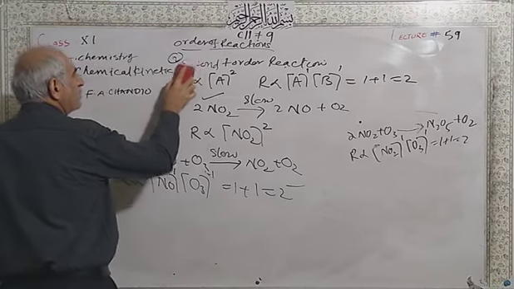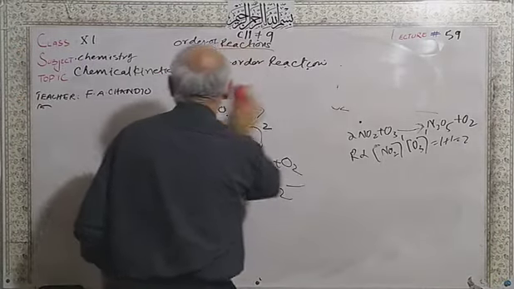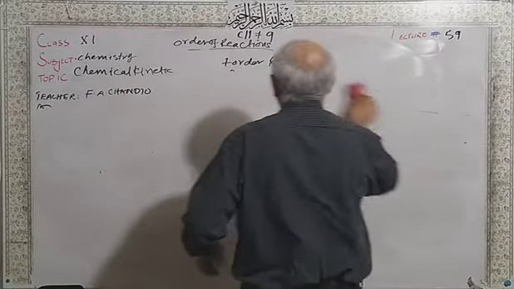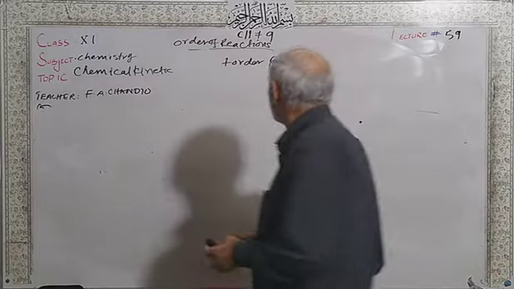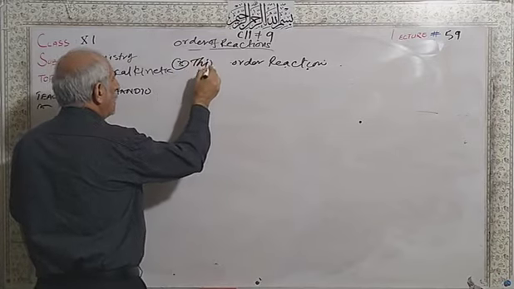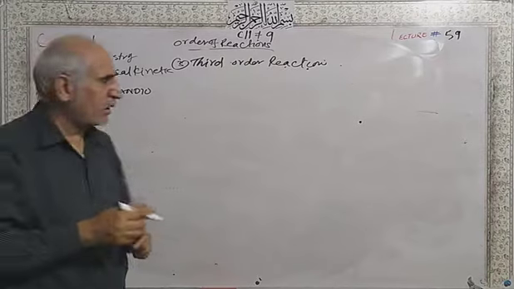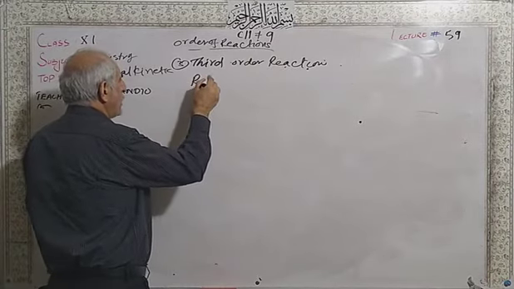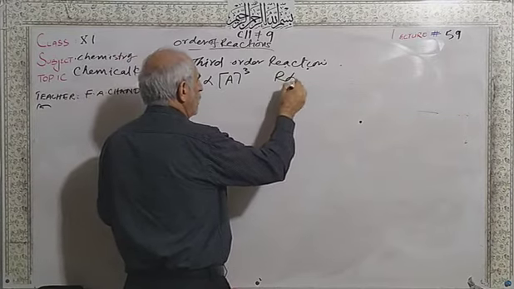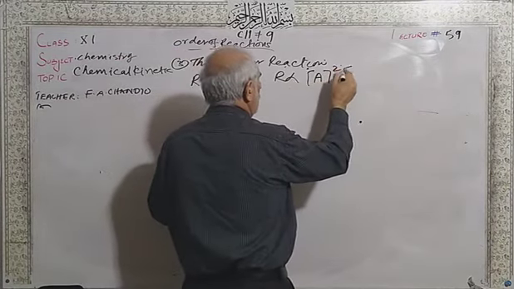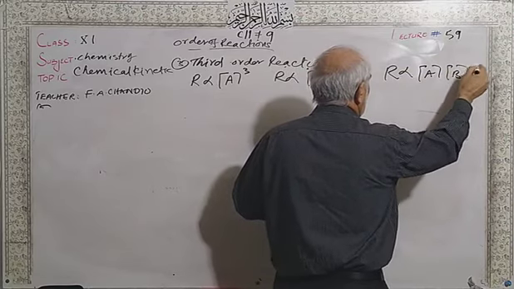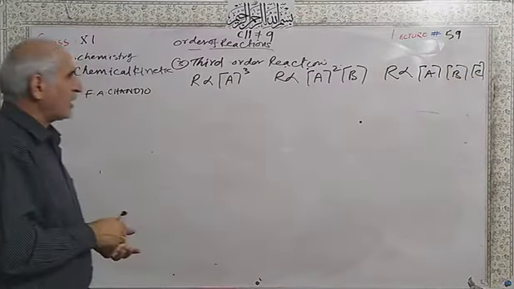Then the third order. In the third order reaction, the rate of the reaction is directly proportional to maybe this, or maybe this, or maybe this. The sum should be 3.